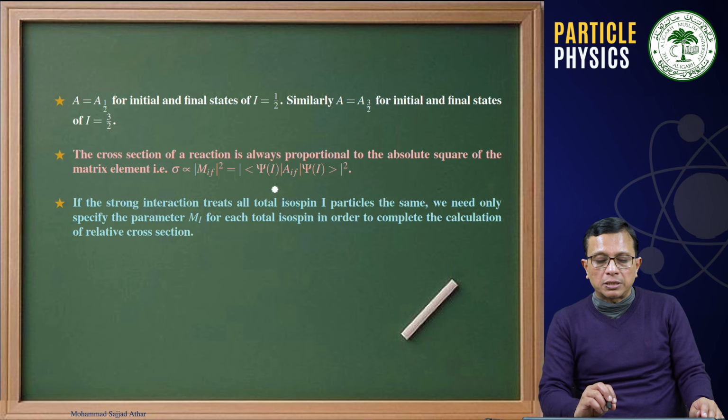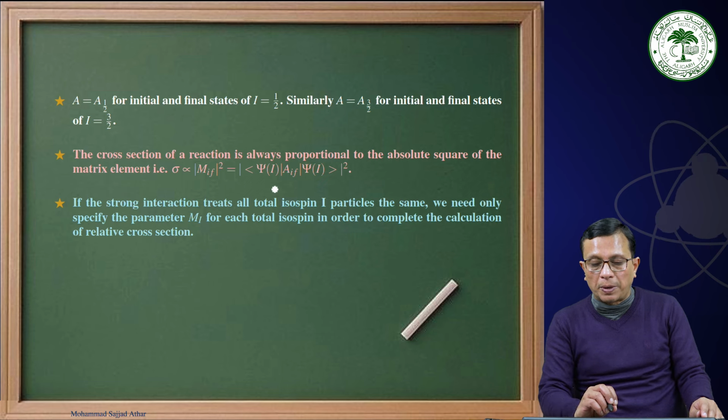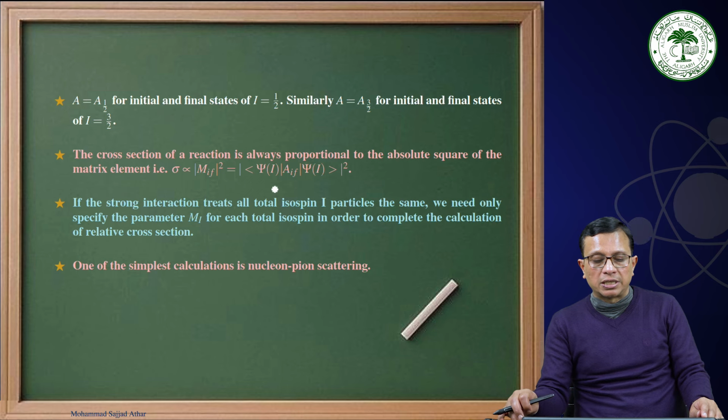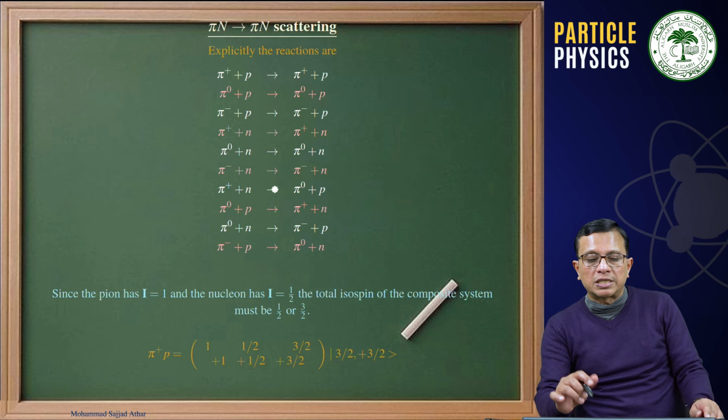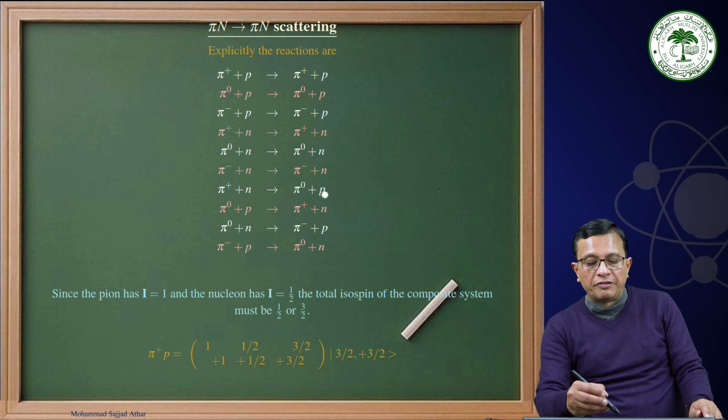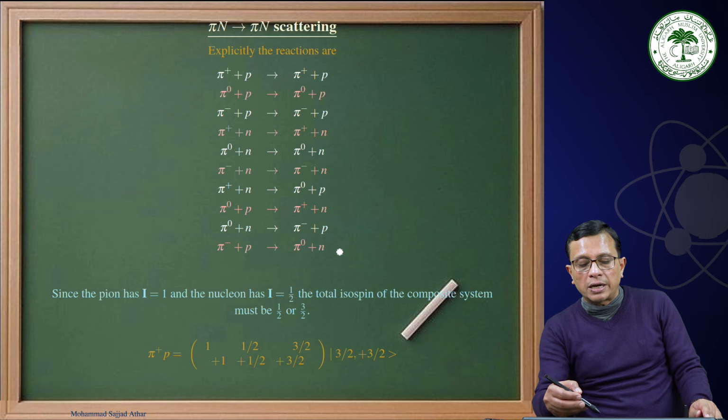Now, if the strong interaction treats all total isospin I particles the same, we need only to specify the parameter M_I for each total isospin in order to complete the calculation of relative cross section. One of the simplest cross section calculations is nucleon pion scattering. For example, I have here taken the various examples of pion nucleon scattering, where you have a pi plus p and a pi plus p in the initial and final state. Similarly, you have a pi 0 p and pi 0 p in the initial and final state. And then as we move on, we have pi plus n and pi 0 p. We have pi minus p and pi 0 n. Therefore, there are various processes.